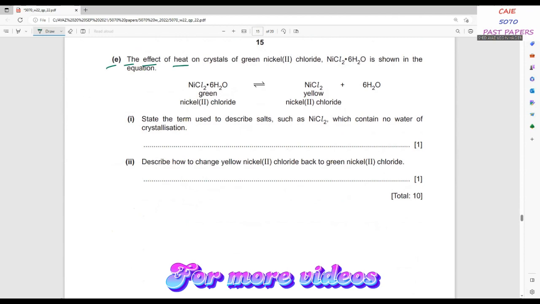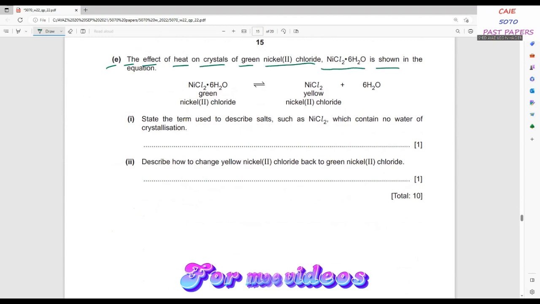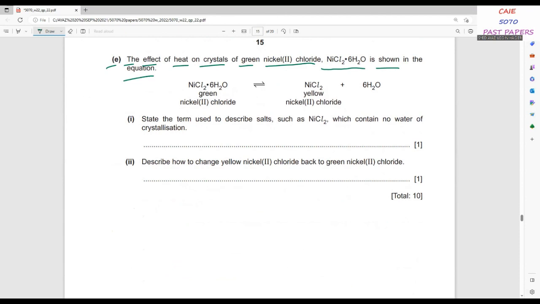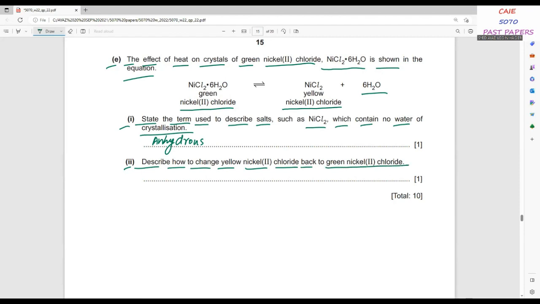E. The effect of heat on crystals of green nickel(II) chloride, NiCl2·6H2O, is shown in the equation. NiCl2·6H2O green gives NiCl2 yellow, nickel(II) chloride, plus 6H2O. Number 1, state the term used to describe salts such as NiCl2 which contain no water of crystallisation. It's very easy, it's anhydrous. Number 3, describe how to change yellow nickel(II) chloride back to green nickel(II) chloride. Add water.